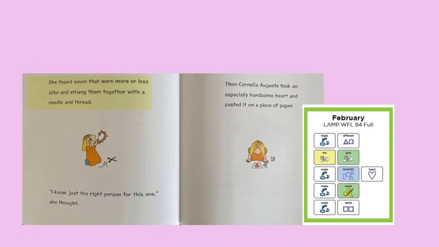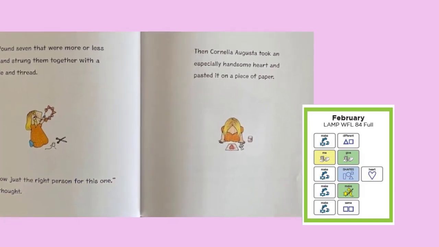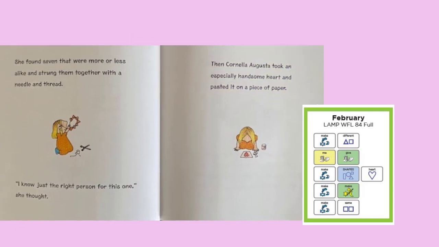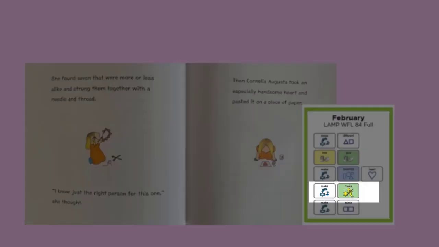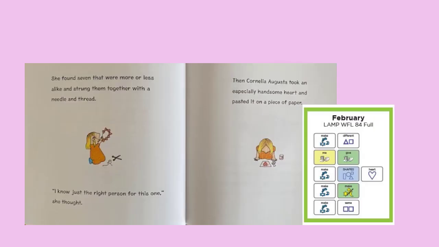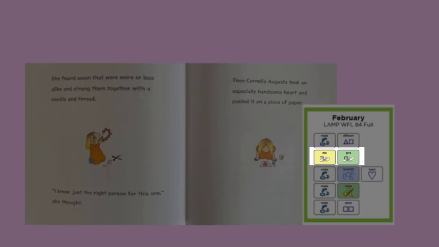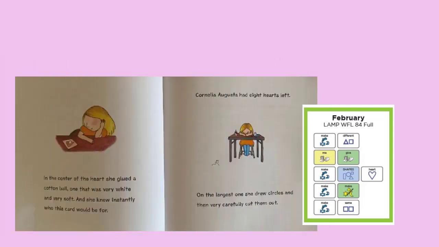She found 7 that were more or less alike and strung them together with a needle and thread. I know just the right person for this one, she thought. Then Cornelia Augusta took an especially handsome heart and pasted it on a piece of paper. She's going to make something else. I wonder what she'll make. If you were going to make a valentine like this, who would you give it to? In the center of the heart, she glued a cotton ball, one that was very white and very soft, and she knew instantly who this card would be for.